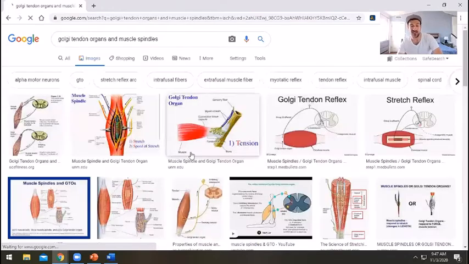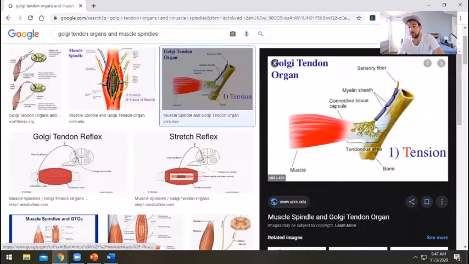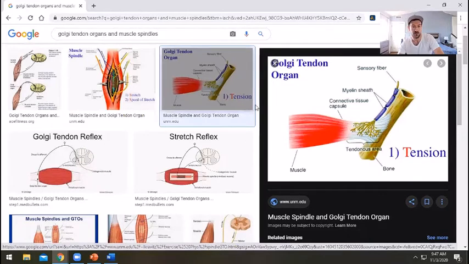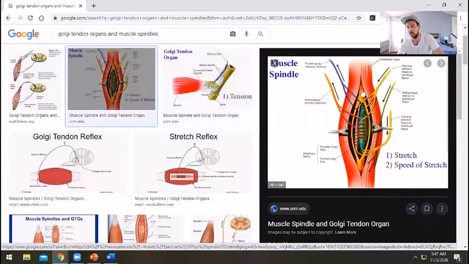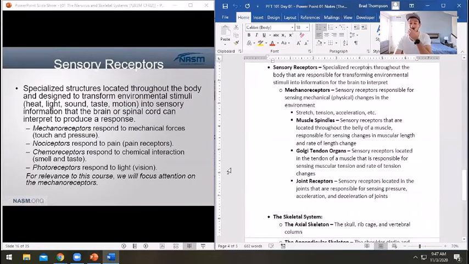So these two are also sensory receptors, right? This is information located at the tendon, and in your muscle spindle, this is information located throughout the belly of the muscle. Both of those are going to work together to send information to your brain. They are both examples of what we call mechanoreceptors. They are sensory receptors responsible for sensing mechanical or physical changes.